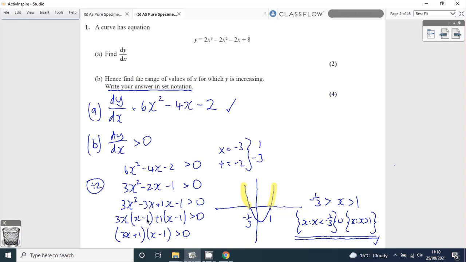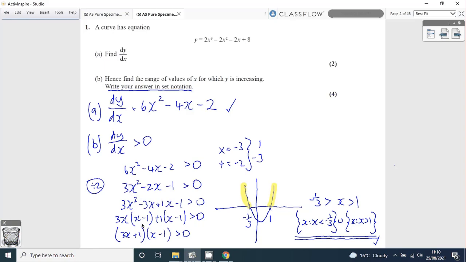Okay, the next line is we fully factorize the first 2 terms, and then we fully factorize terms 3 and 4, which is what I've done here. So 3x squared minus 3x becomes 3x multiplied by x minus 1, and 1x minus 1 is just one lot of x minus 1. And you will see that we have this repeated bracket.